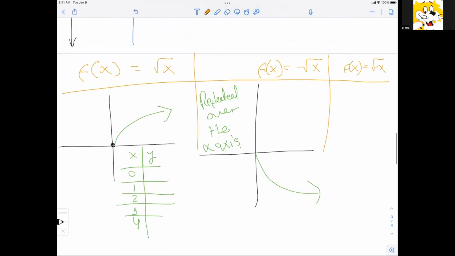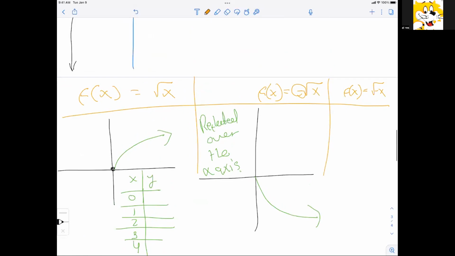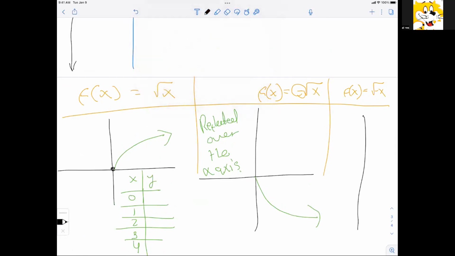So the same thing here. It's being reflected over the x-axis. This here is being reflected over the x-axis. Now, what happens when you negate the x inside the function? Whenever you have something like that, you're being reflected over the y-axis.